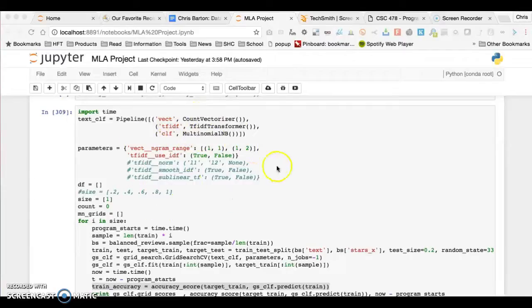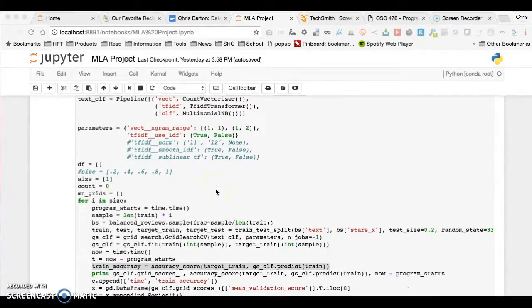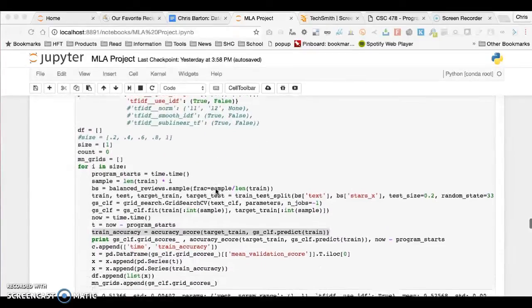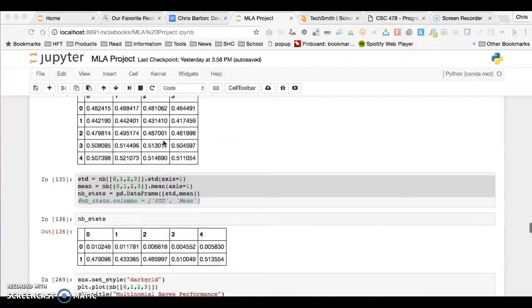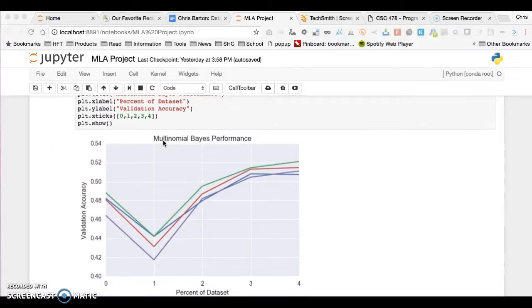For multinomial Bayes, I just used feature engineering, as there weren't really many parameters I could input. And then I loop through various sizes of the data set. So at the end, I get a graph like this that shows me, at each size of the data set, the accuracy of each one of the permutations of the various grid search. Here we can see that as we increase the size of the data set, the classifier does improve overall validation accuracy, and that even the various tweakings that we can do as we increase the size don't seem to matter as much as at a smaller size.